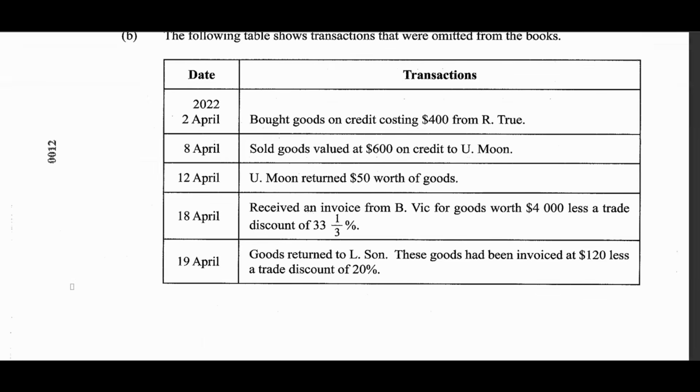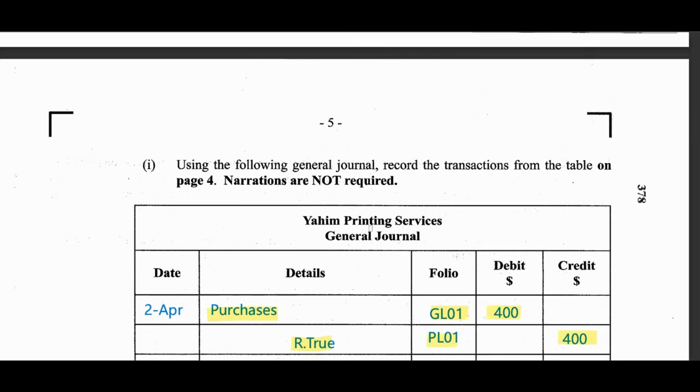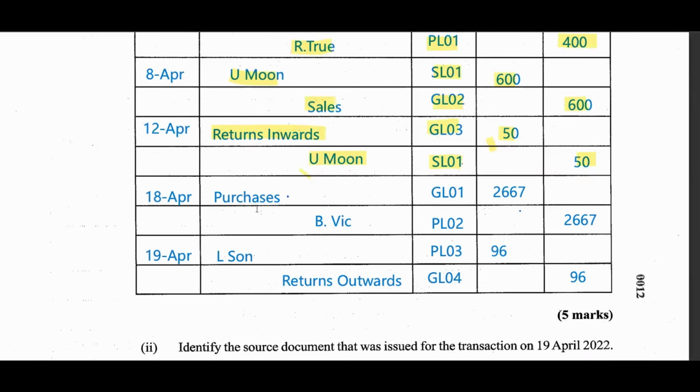Going to move on to the very next transaction on April 18th. Received an invoice from BVic for goods worth $4,000 less a trade discount. This is a purchase because we are receiving an invoice from BVic, so we'll debit our purchases and credit BVic. Now in terms of the amount, $4,000 less your trade discount, and that will be a value of 2667. So debit purchases, credit BVic. Again, purchases is in our general ledger, GL01. BVic is our supplier, hence PL02.